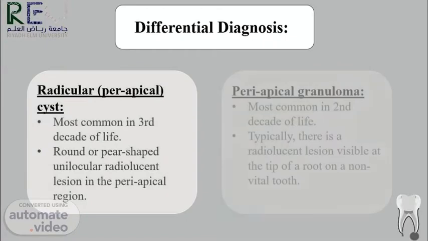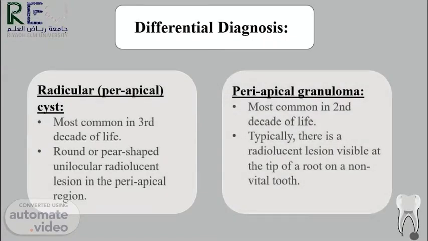Differential diagnosis: radicular periapical cyst, most common in third decade of life but occurs over a wide age range, affects female more than male. On the radiograph, round or pear-shaped unilocular radiolucent lesion in the periapical region may displace adjacent teeth or cause mild root resorption. Distinguishing between a granuloma and a cyst is impossible, although some say that if the lesion is more than 2 cm, it is more likely to be a cyst.